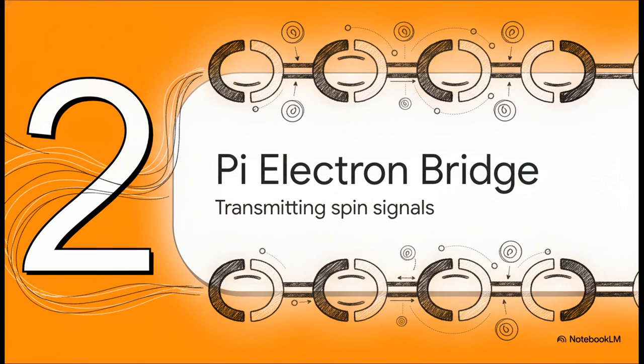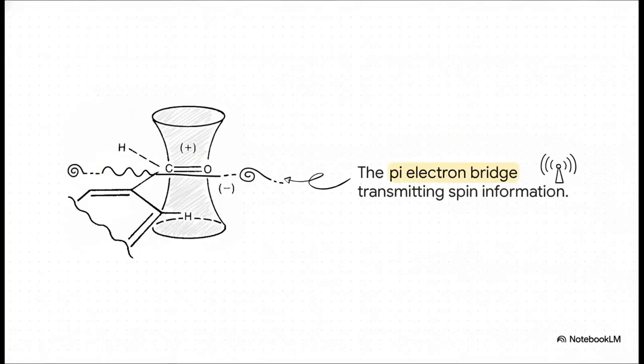Moving on to section 2, the pi-electron bridge. So if these protons are supposedly too far apart for a standard bond interaction, how on earth are they sending these signals? Think of the pi electrons in a double bond as acting kind of like a telecommunications wire. The spin information from a hydrogen atom isn't just magically jumping across empty space, it is actually being transmitted straight through the electron cloud of the pi system to a hydrogen on the entirely opposite side.